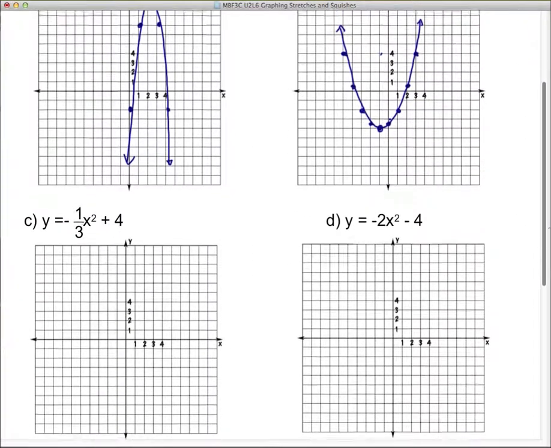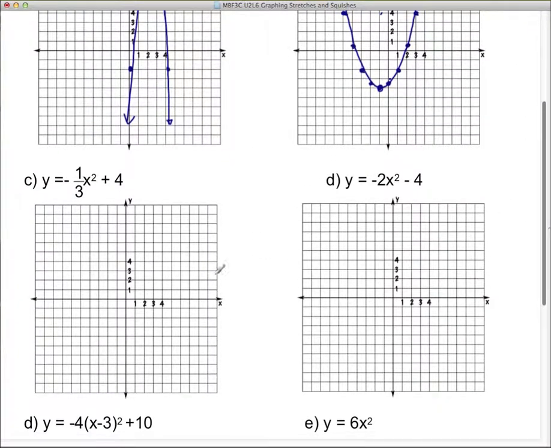Do we have another one opening down? We sure do. Let's have a look at these two. They both open down. There's negatives out front, so they open down. These two also don't move left or right because they don't have brackets. So the vertexes are at 0 and 4, and this one is at 0 and -4.